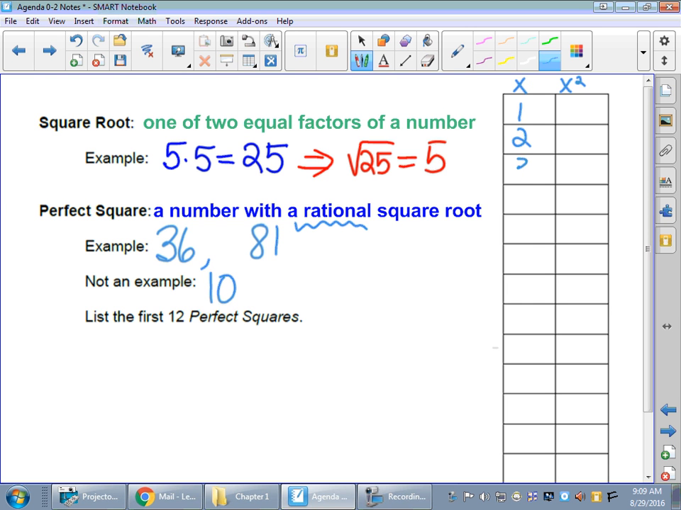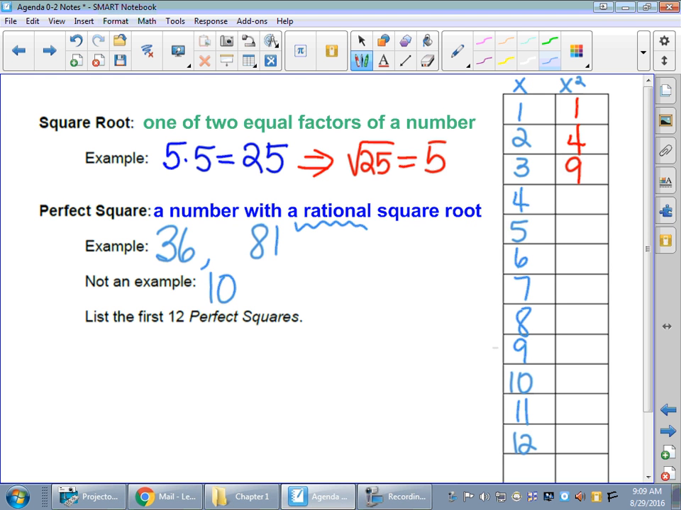Let me just fill this in, 11, 12, there we go. So 1 squared is 1. So 1 is a perfect square. What's 2 squared? 3 squared. So 9 is a perfect square because 3 times 3 is 9.